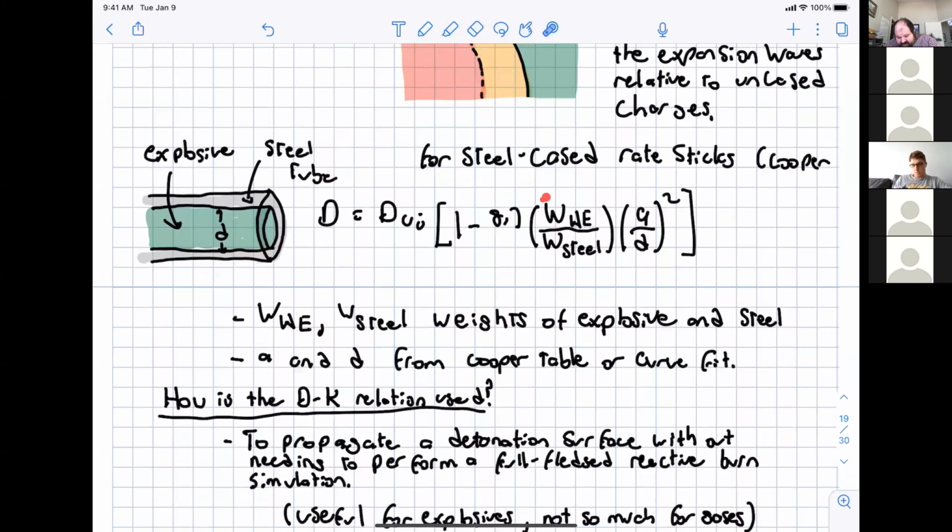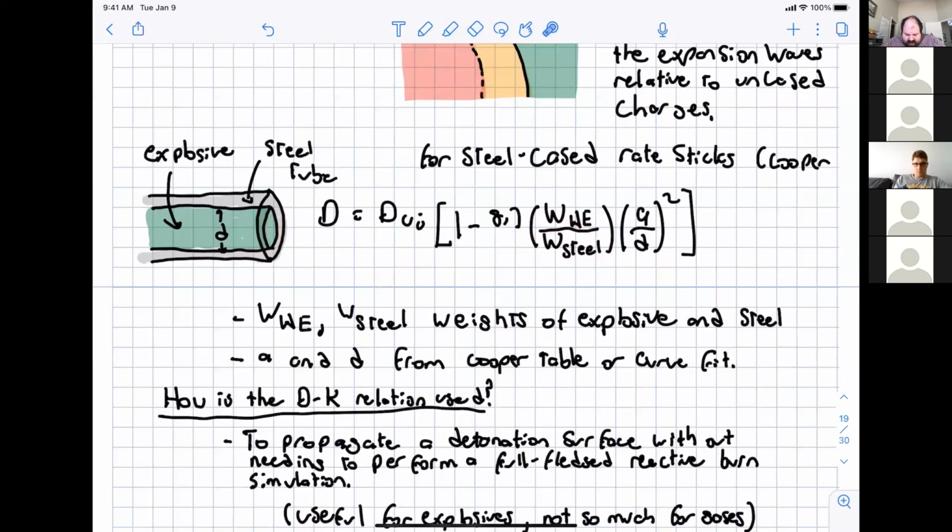Okay, and then W_HE is the weight of the explosive, and W_steel is the weight of the steel. Again, this assumes that the explosive is a cylinder and the steel is a perfect annulus or a perfect tube that you're just pressing the explosive into. So basically, the thickness of the steel casing and the length and all that stuff is baked into these weights. Okay, and so this is nothing more than an experimental correlation.